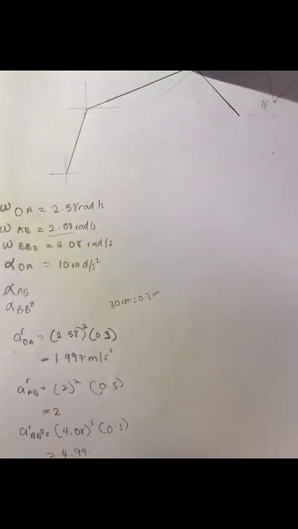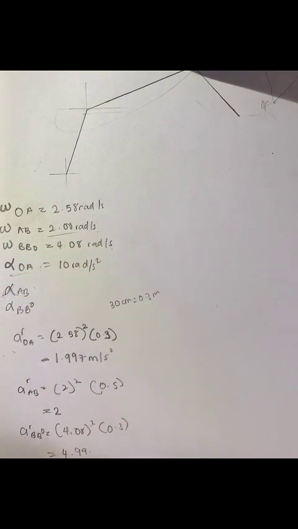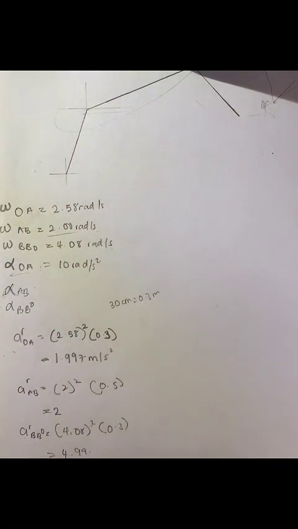So okay, I'm going to get my A tangential of OA now. It's going to be equal to alpha r, which is 10 times 0.3, and that is equal to 3. So now it's just for me to draw the velocity and acceleration diagram and get my acceleration from there.